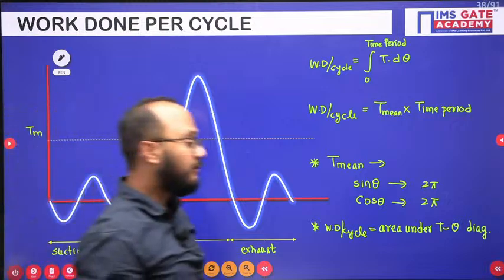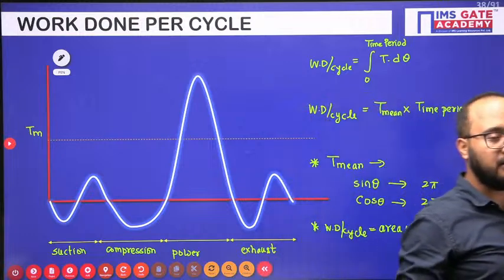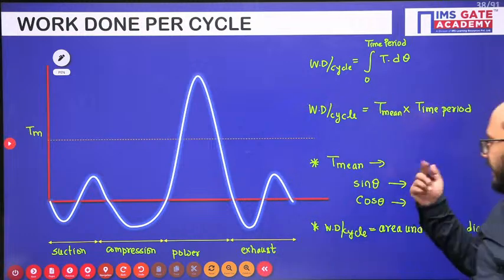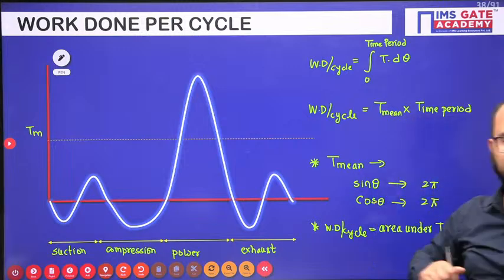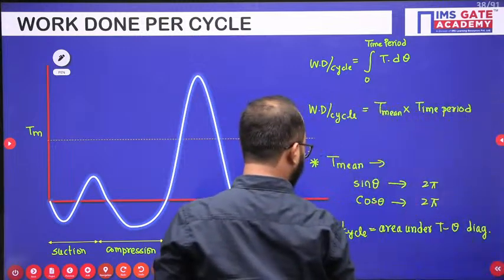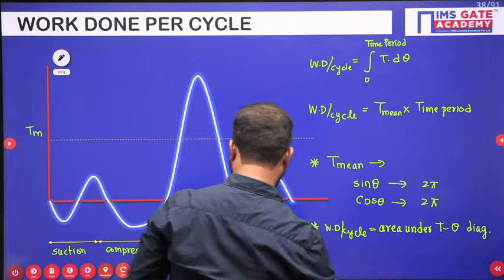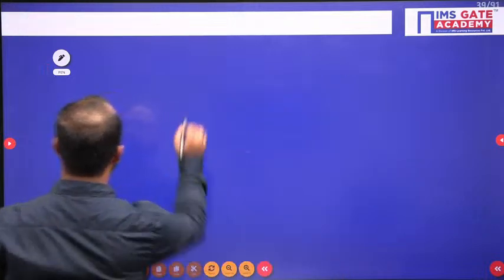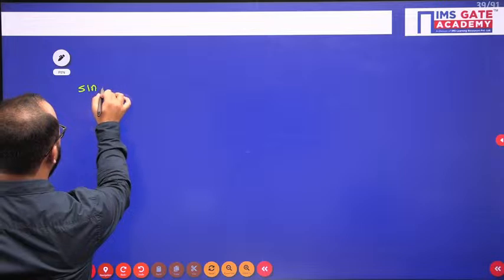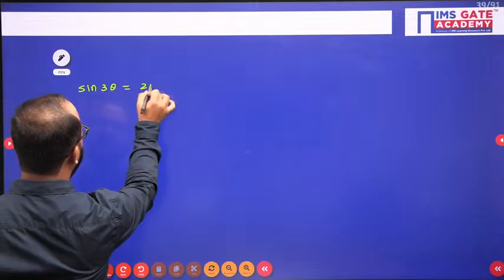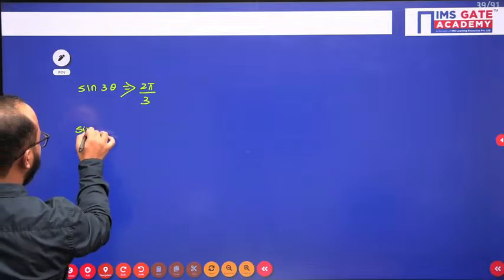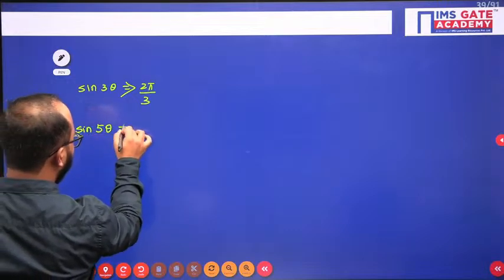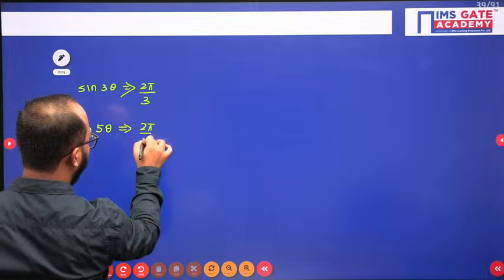Okay. Sometimes students are confused, sir, if sin 3 theta is written in the torque expression, or sin 5 theta is written, then how would I write this time period? So let me give you this explanation also. If it is given sin 3 theta, what will you write? 2 pi by 3 as the time period value. If it is written sin 5 theta, you will write 2 pi by 5, like this.